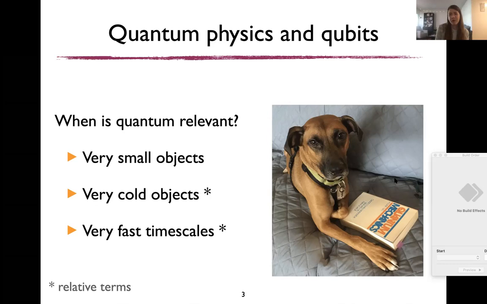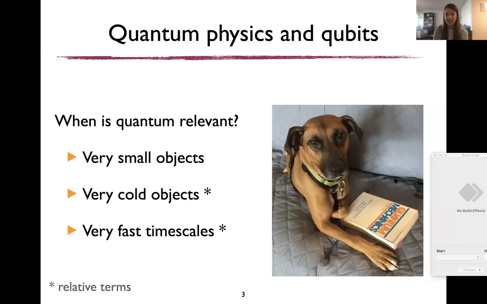Because of this decoherence, we can only observe quantum effects when we look at the systems in particular ways. Quantum is relevant when we look at really tiny objects, or when things are cold, they don't have a lot of thermal energy, they're not moving around, so it's harder for the environment to accidentally measure. Or if we look very fast before any of these decoherence effects kick in, we can also observe quantum effects.